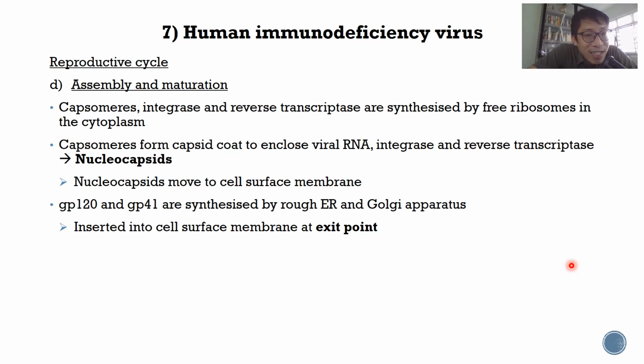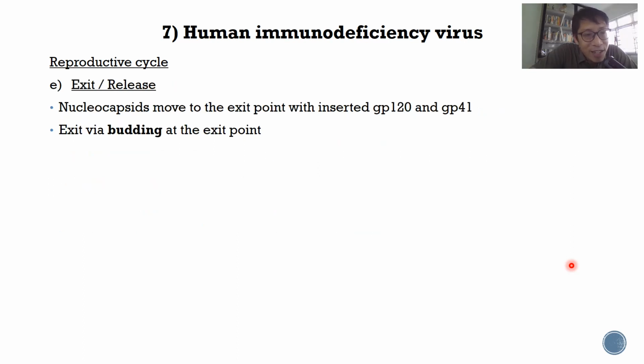Okay. As for the capsomeres and the enzymes, they remain in the cytoplasm, and in the cytoplasm we have the viral mRNA, which will become the viral genome, right? So the capsomeres and the enzymes, together with the viral RNA, will then form new nucleocapsids in the cytoplasm, right? So once formed, the nucleocapsids will move towards the exit point, where the glycoproteins are inserted. Right after that, then budding will occur.